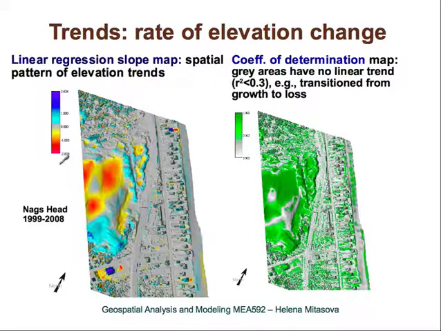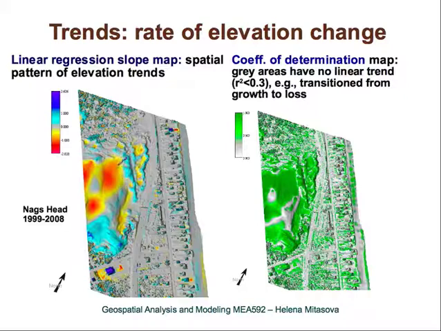And then, of course, we are also interested in rate of elevation change to map the areas where the elevation is increasing and map the areas where the elevation is decreasing. And that can be done by applying linear regression to each cell. So you are essentially running millions of linear regressions on this time series and computing, for example, the regression slope for each grid cell. And then the result will look like this.